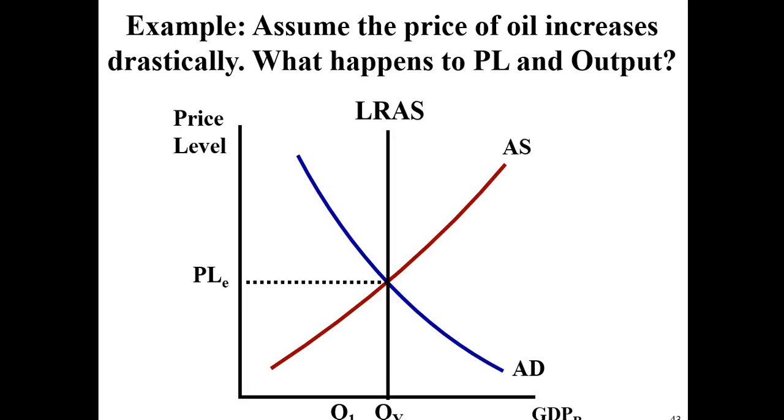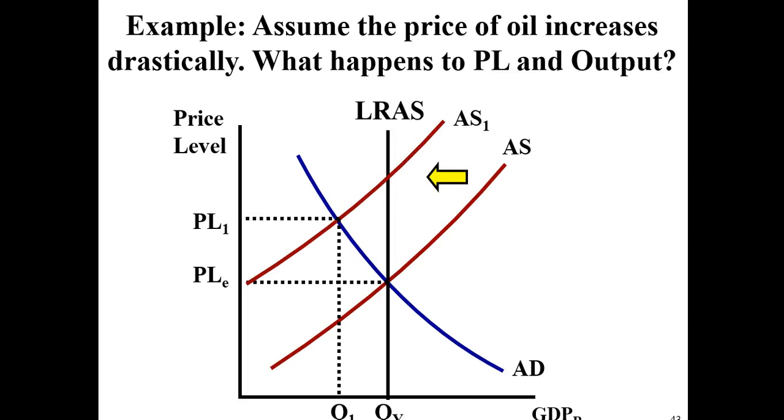Here's another example. Let's assume that we're back in that equilibrium point and everything's good and we're at potential GDP here. And assume that the price of oil increases dramatically for whatever reason. Let's say there's a supply shock or a war or something like that. So what's going to happen to price level and output? Well, we can see that the price of oil is a major input in the economy. Most things that are produced rely in some way on the presence of oil.